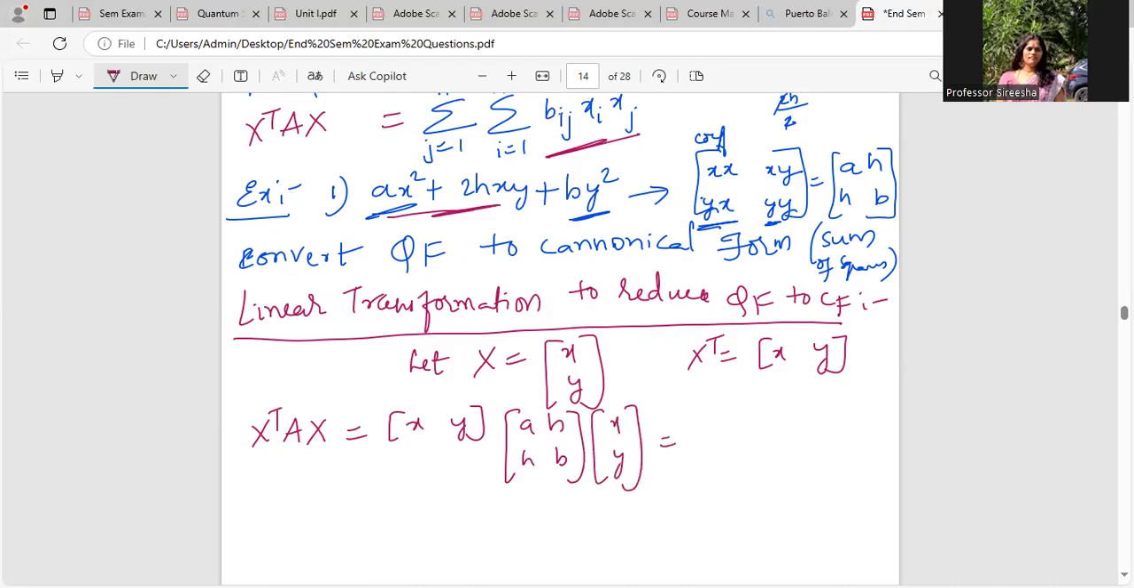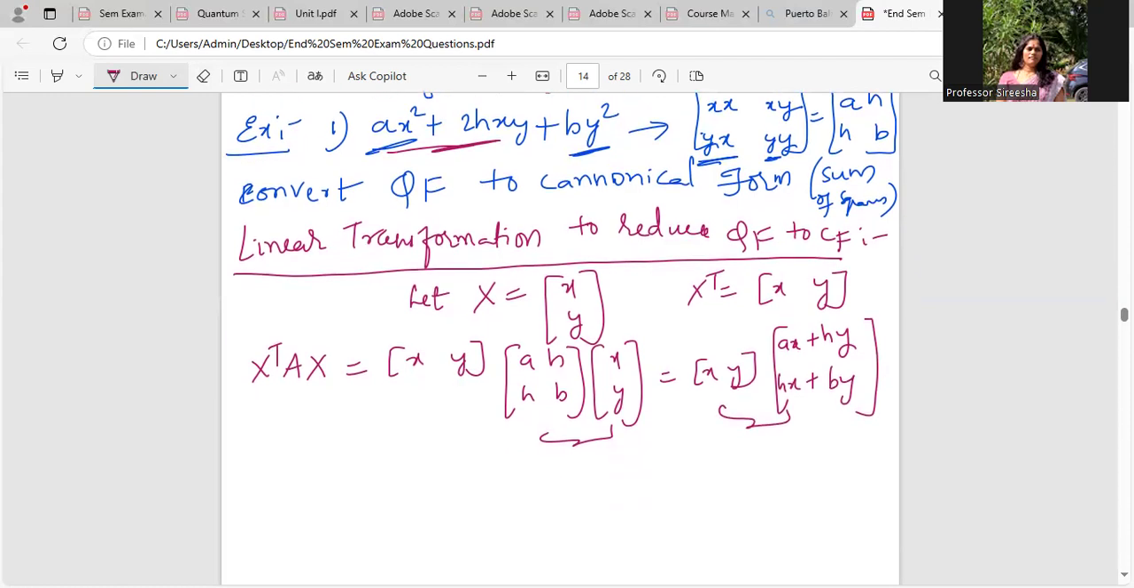Of any three things, first you multiply two; I'll be going with the last two, A and X. So I'll be having, as my first row, a into x plus h into y. The second row would be h into x plus b into y. Now I'll finish off the multiplication with the row vector as well.